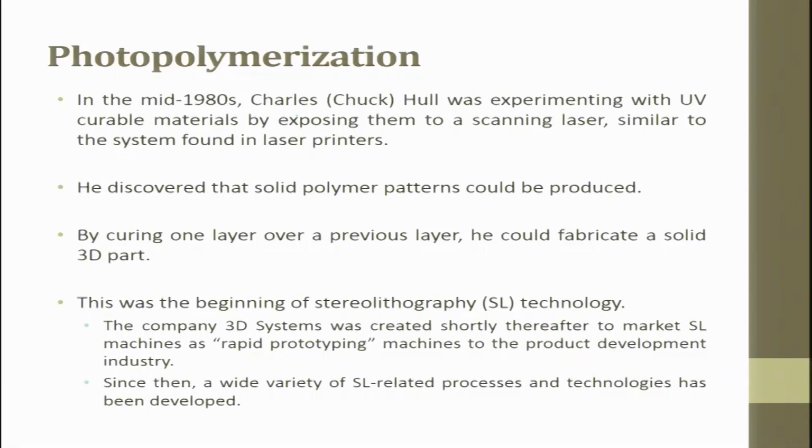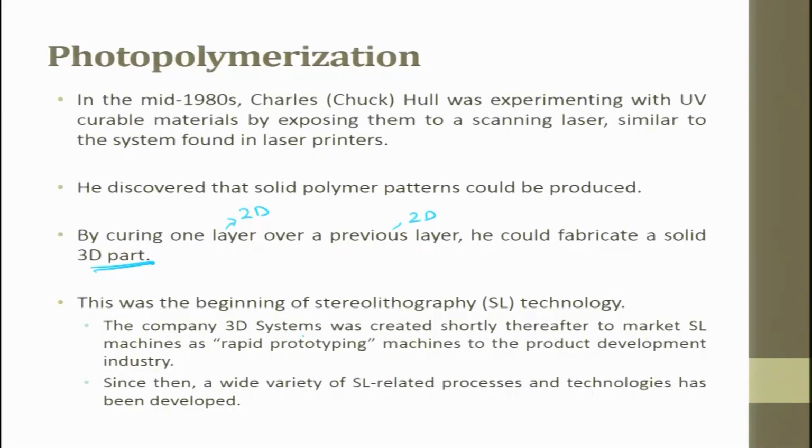In the mid 1980s, Charles Hull was experimenting with UV curable material by exposing them to a scanning laser similar to the system found in the laser printer. He discovered that solid polymer patterns could be produced. By curing one layer over a previous layer, he could fabricate a solid 3D part. One layer is nothing but a 2D layer, so by curing one layer over the previous 2D layer, he got a 3D part made. This was the beginning of stereolithography, which is otherwise called SL technology.